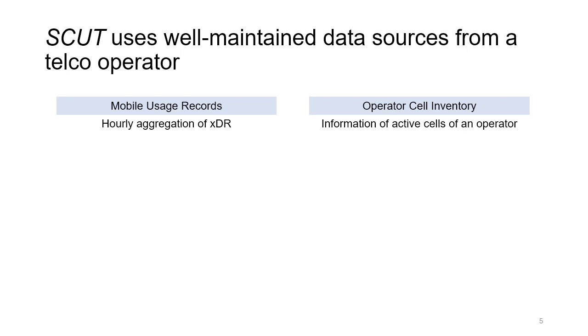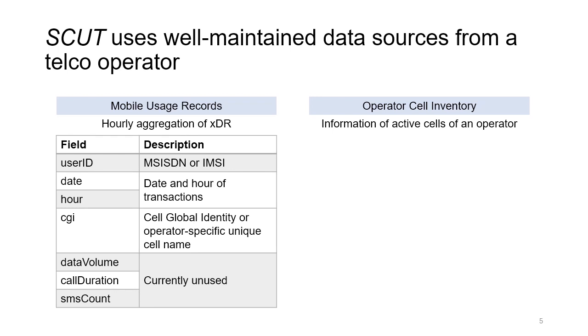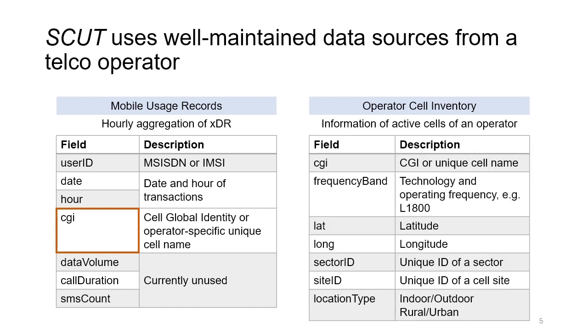From there, we need to know all cells that each user connected to in every hour and the properties of those cells. We need the user ID, which can be either MSISDN or IMSI. We also need the date and hour of each transaction and the cells that this user connected to within the hour. We then need an operator cell inventory to look up its various properties. We use the CGI column here as a key. We then need to know the frequency band that this cell operates on, its geographical location, as well as the type of location that this cell is deployed in.